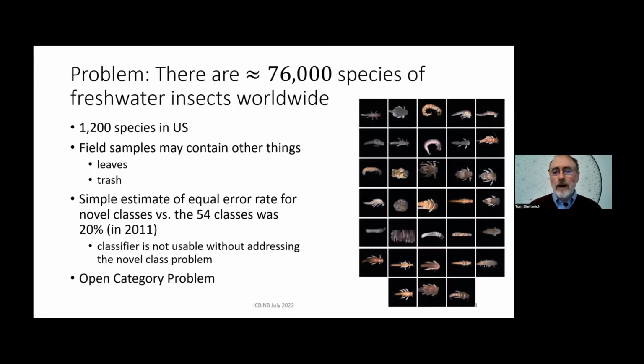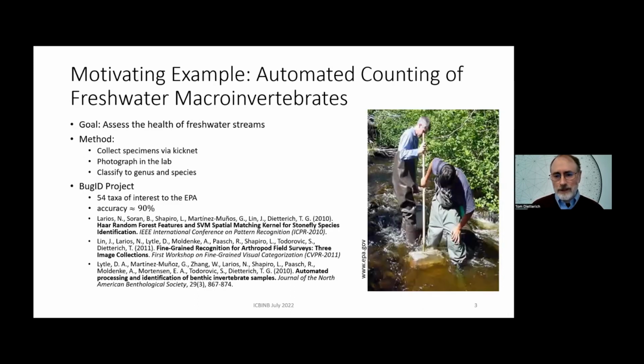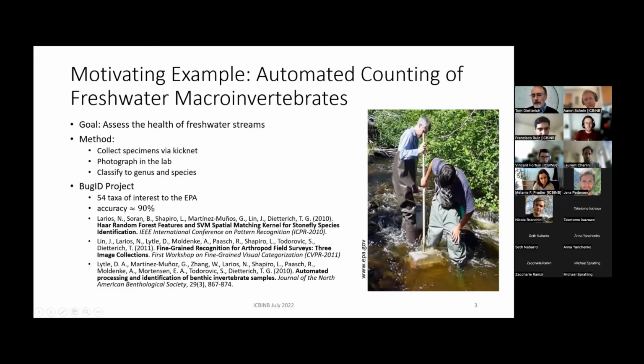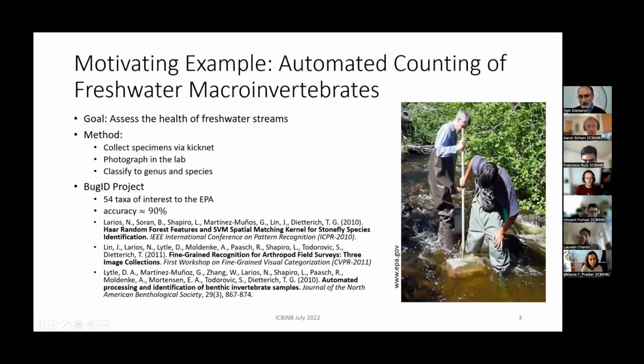So the only problem is that there are many more than 54 species of insects out there. And what I didn't understand when I designed the project was that this picture here shows these two technicians out in a stream collecting a sample. It's just called a kick net.